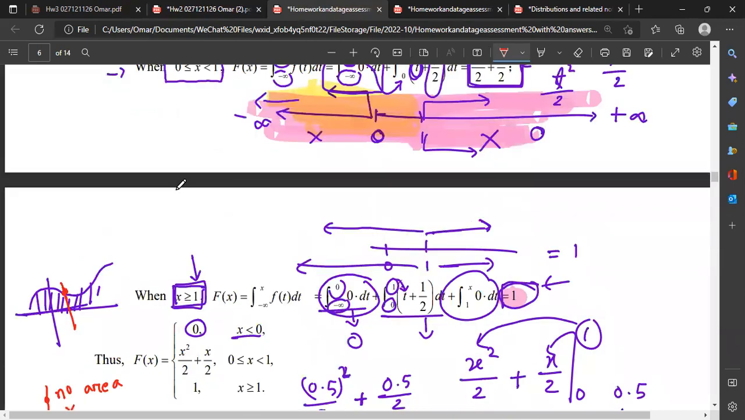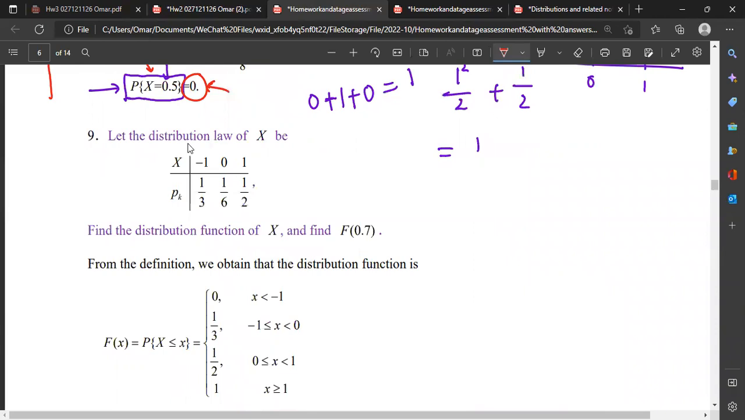And now let's see number 9. Let the distribution law of x be here, and then find the distribution function of x and find F of 0.7. So this is also a discrete random variable. And now from the definition, we obtain that the distribution function is here. So okay, I think you guys can find this one, right?